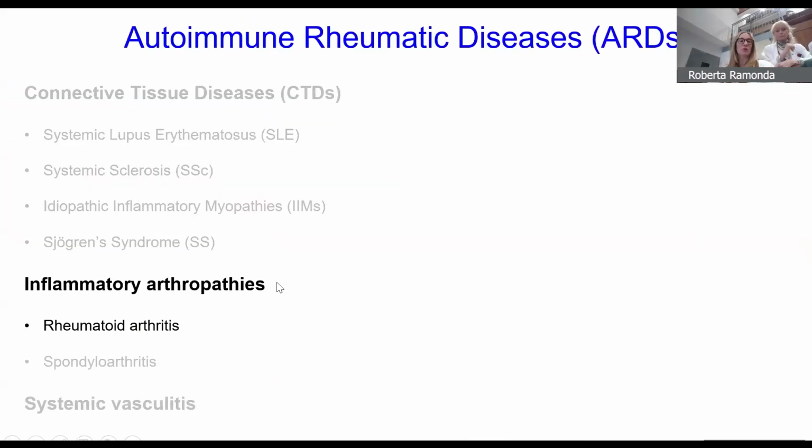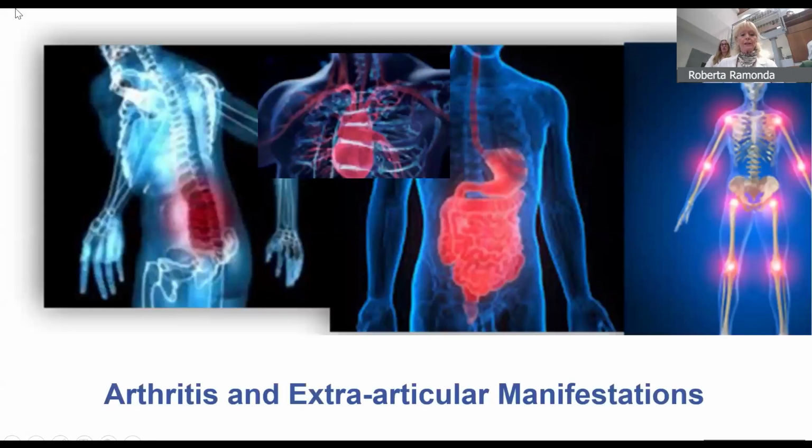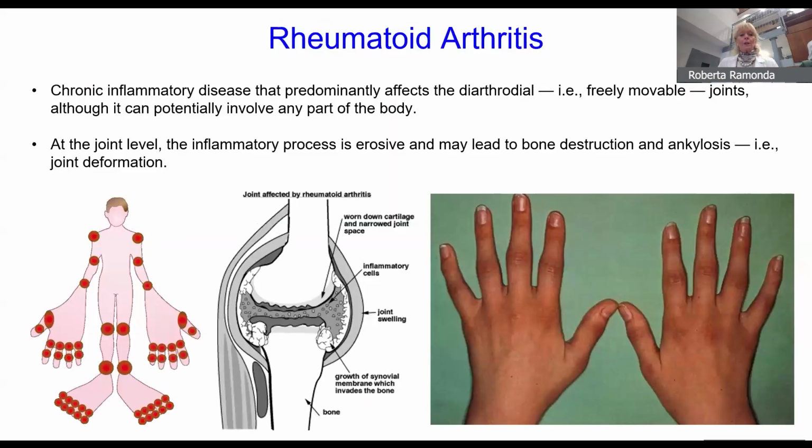For inflammatory arthropathies, okay. Also in arthritis, it's possible to find heart involvement, and in particular, we know that arthritis is frequently associated with many extra-articular manifestations, as you can see in this slide, the heart, the gut, and so on. Rheumatoid arthritis, as we know, is a chronic inflammatory disease.